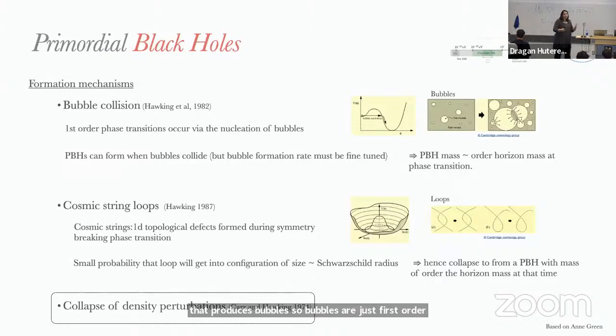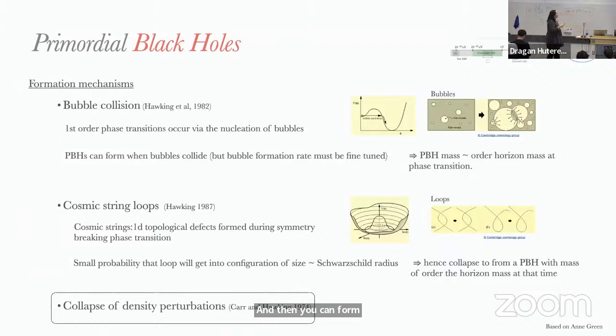For whatever reason in your universe, you write a theory that has a first order phase transition that creates bubbles. Those bubbles can collide, and those are very energetic events where you have a high density. And then you can form primordial black holes where those bubbles collide.